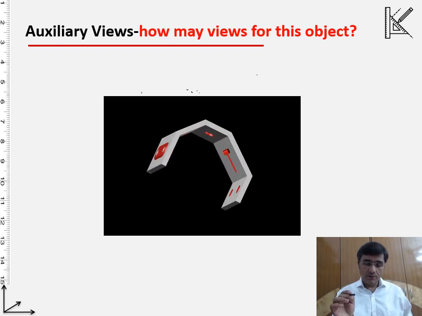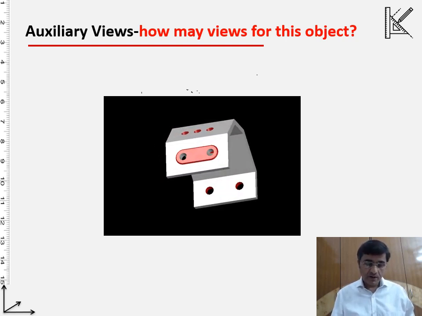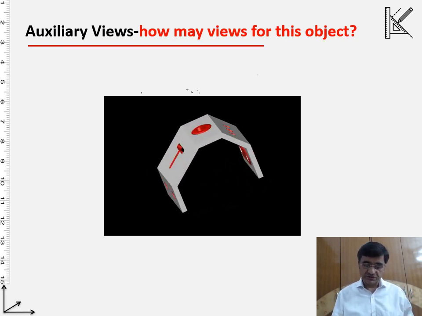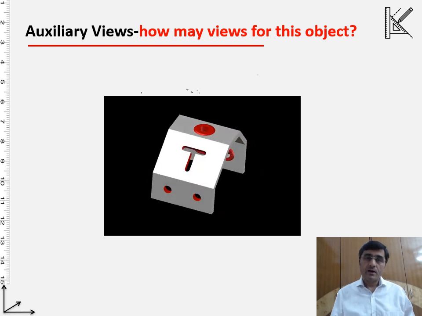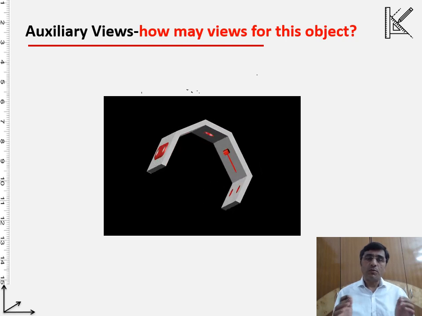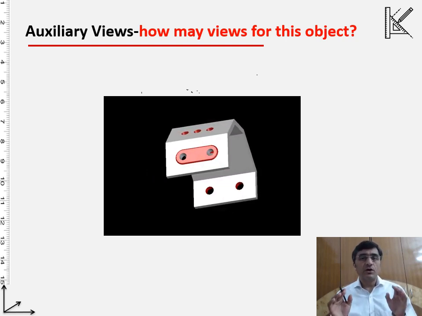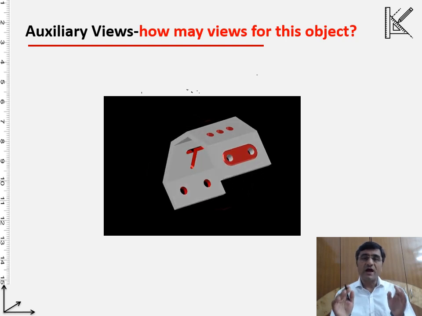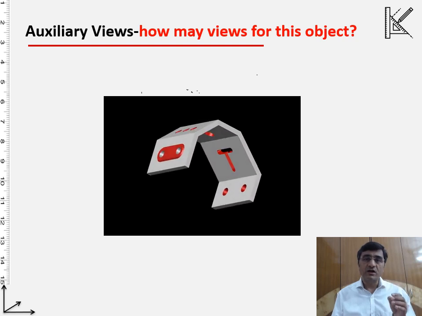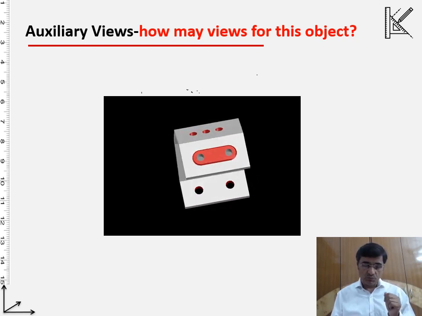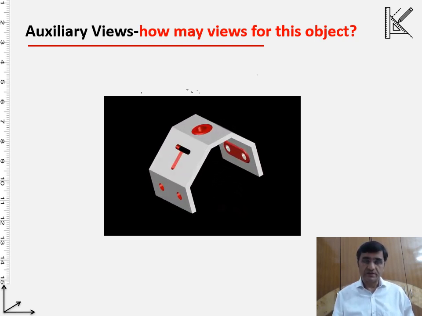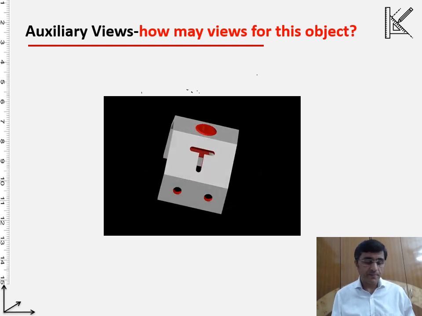So I will leave you with one problem here, and the problem is how many views we need to describe this object. Observe the object, and the idea is all the parts, all the faces of this object we want to record as normal views. We do not want any foreshortening or distortion. So pause the video, think about it, draw it on a rough sheet, and then see my answer in a while.